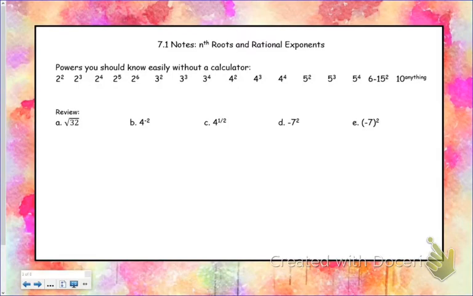Hi guys, so today we're going to look at nth roots and rational exponents. Now a lot of this will be somewhat of a review for some things you learned back in Algebra 1, but some of this might be a little bit new. So before we get started, I just want to review a couple things that you've probably already seen, but are going to be very important for the units we have coming up.